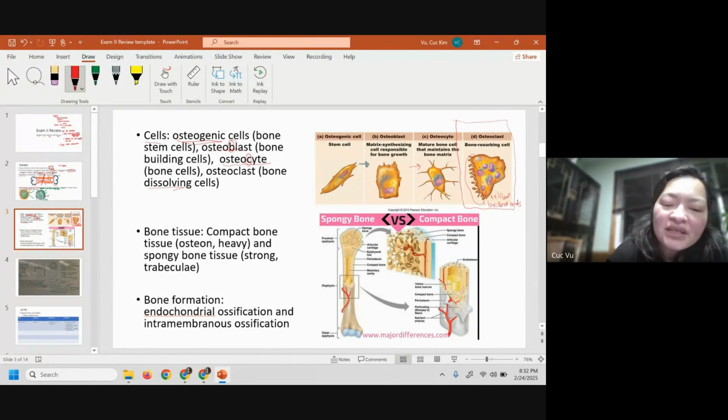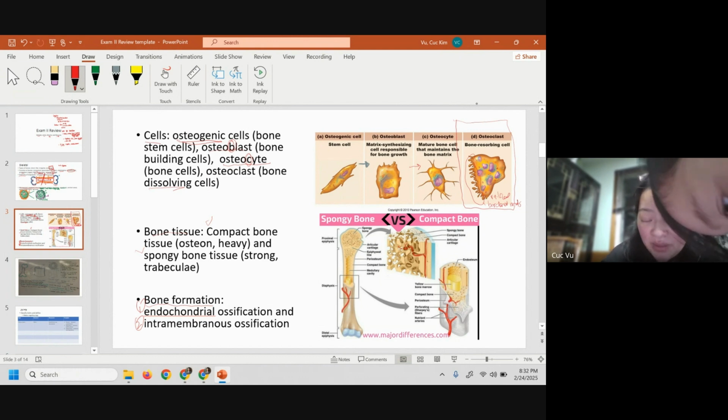Make sure you learn about the bone tissue, that there's compact bone tissue and spongy bone tissue. Know the difference, be able to compare and contrast them. Where would you find them? What's their purpose? And then there are two bone formation processes that you want to know. You don't need to know much detail about them, but you should know what starting materials they use and how they work. One is endochondral ossification, and the other is intramembranous ossification.